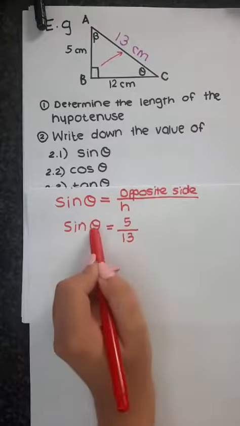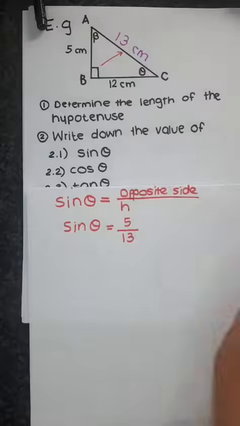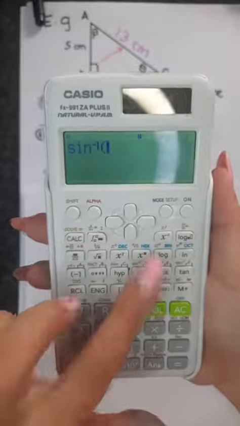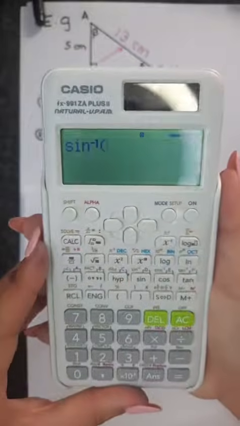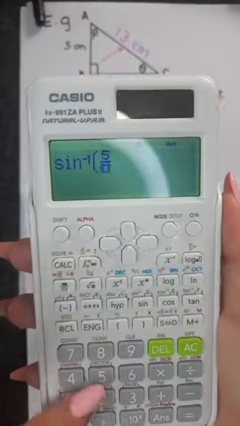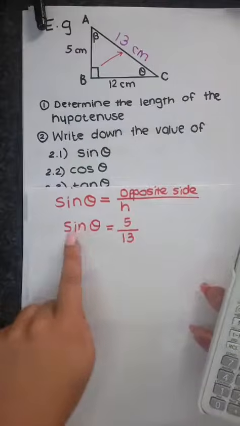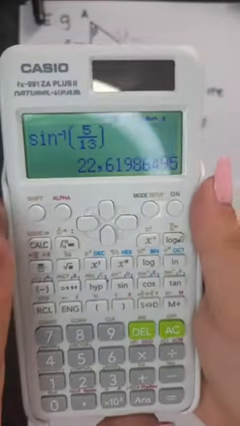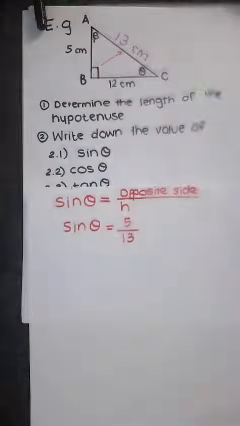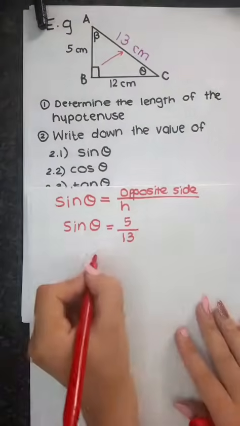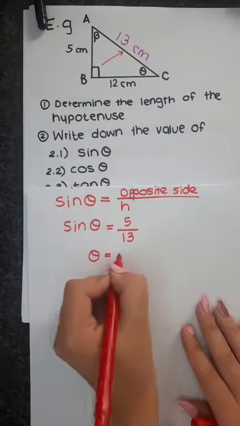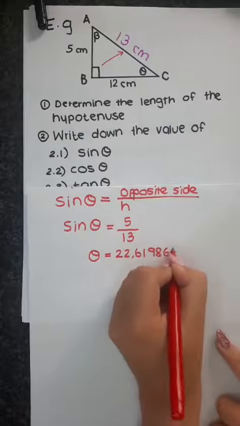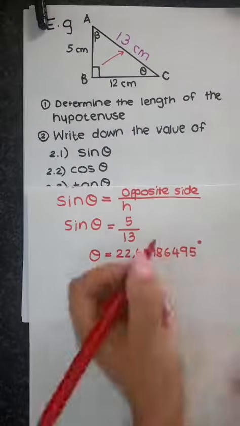If I'm solving for an angle, you go shift, sine, the inverse technically, and you go 5 over 13. Shift, sine, 5 over 13, you press equals, and you get 22.61986495. Now, I'm going to write that down. Theta, which is my angle, is equal to 22.61986495 degrees. Remember, it's an angle.